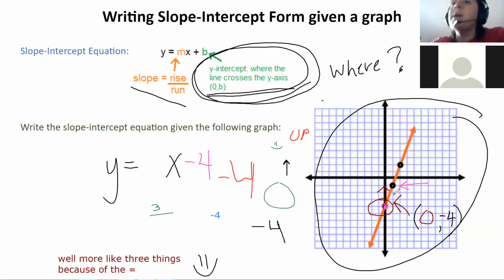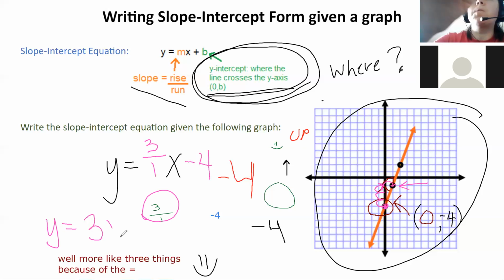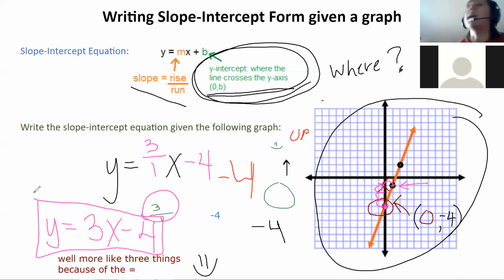I would go up. And looks like this person thought up 3. So we're going to go 1, 2, 3. That's absolutely correct. So the first part of my slope is 3. And then it looks like we go to the right 1. So my slope is 3 over 1. But for my final answer, I'm going to say just 3. 3x minus 4. That's my equation.